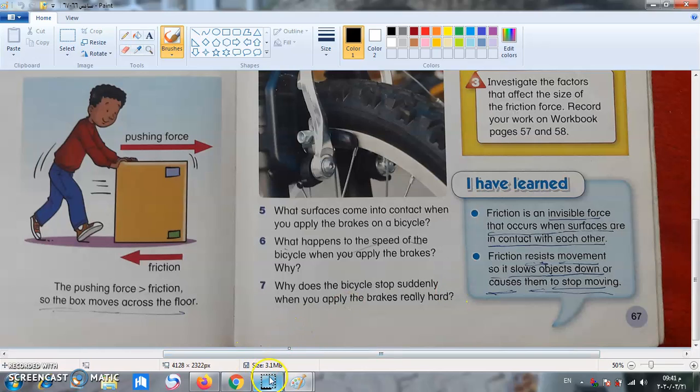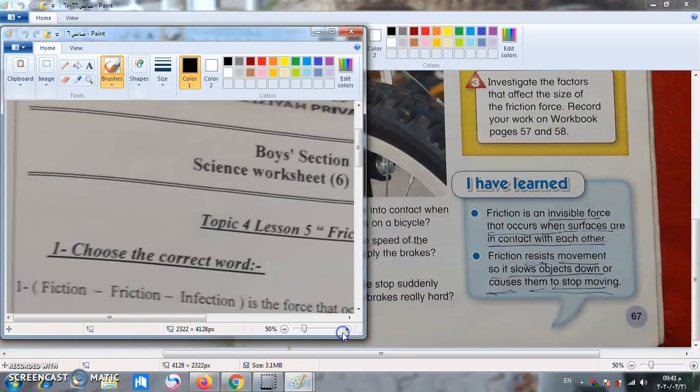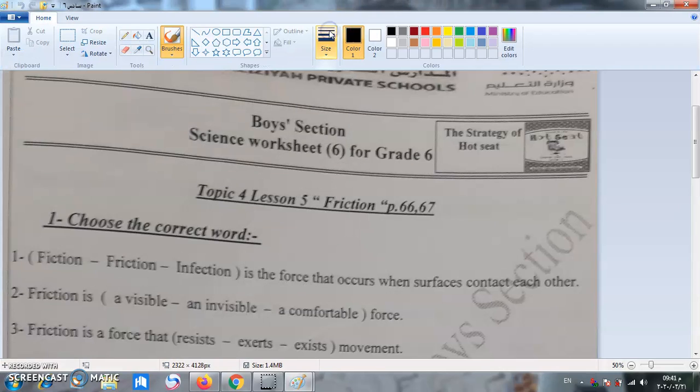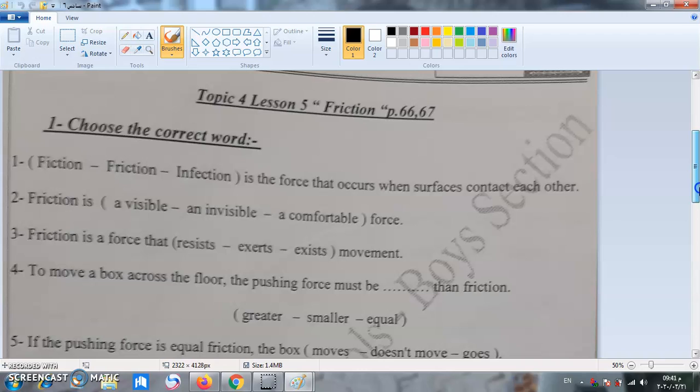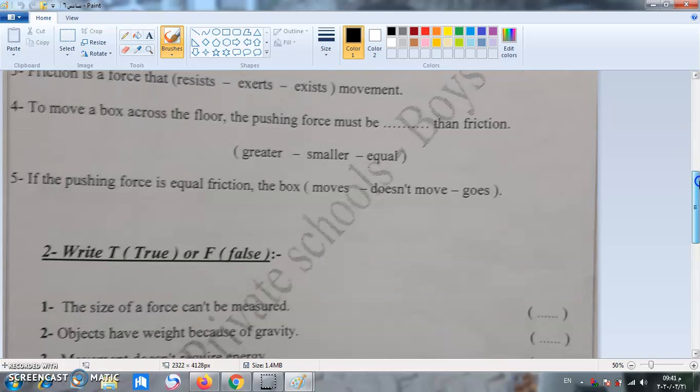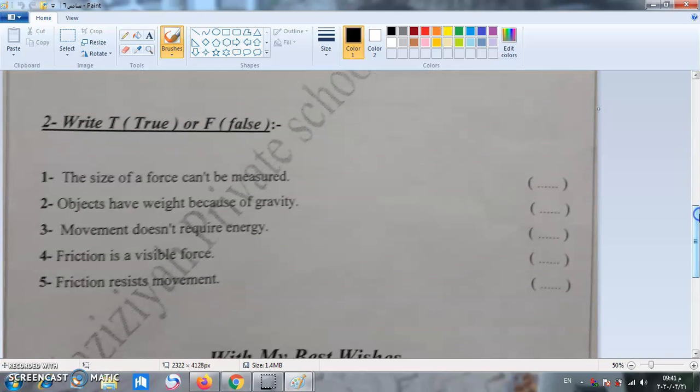What about our homework? You can open your booklet, please, quickly, page 6, worksheet number 6. It's about our lesson today, friction, pages 66 and 67. We have questions to choose the correct word, then 5 sentences to choose from, and also 5 sentences to mark true or false about friction. You can read and answer at home.